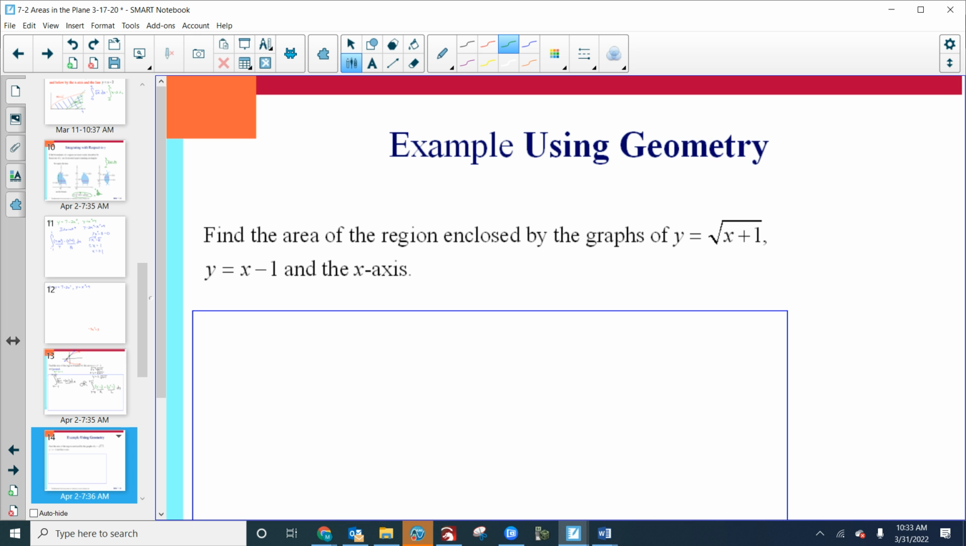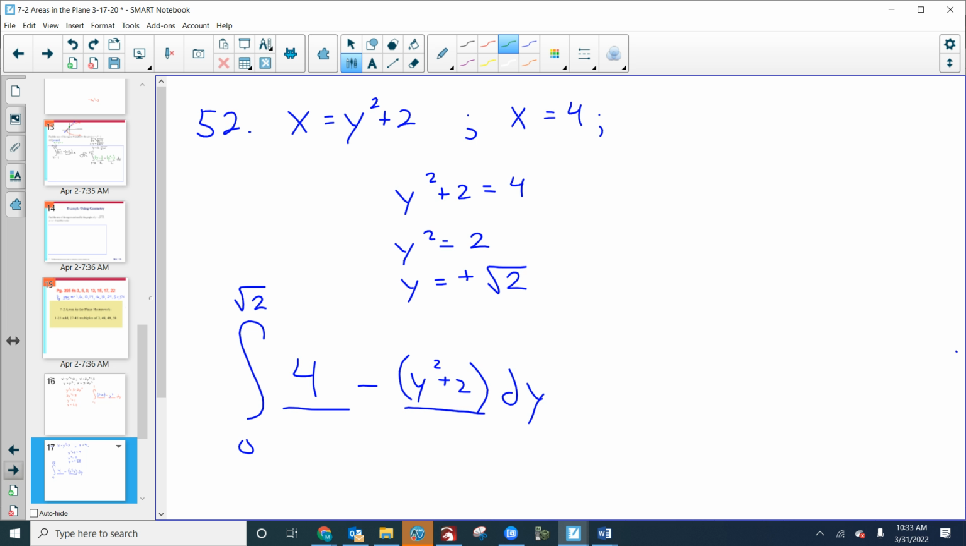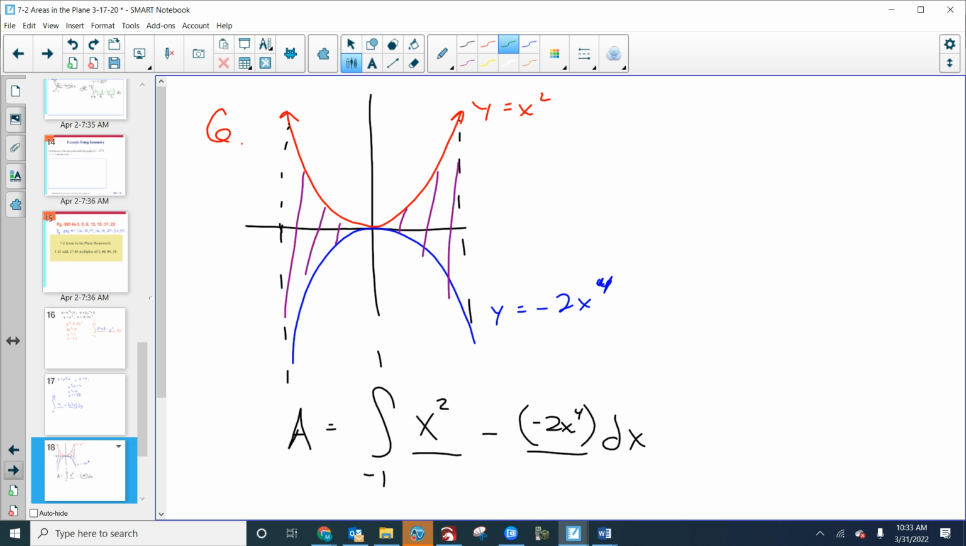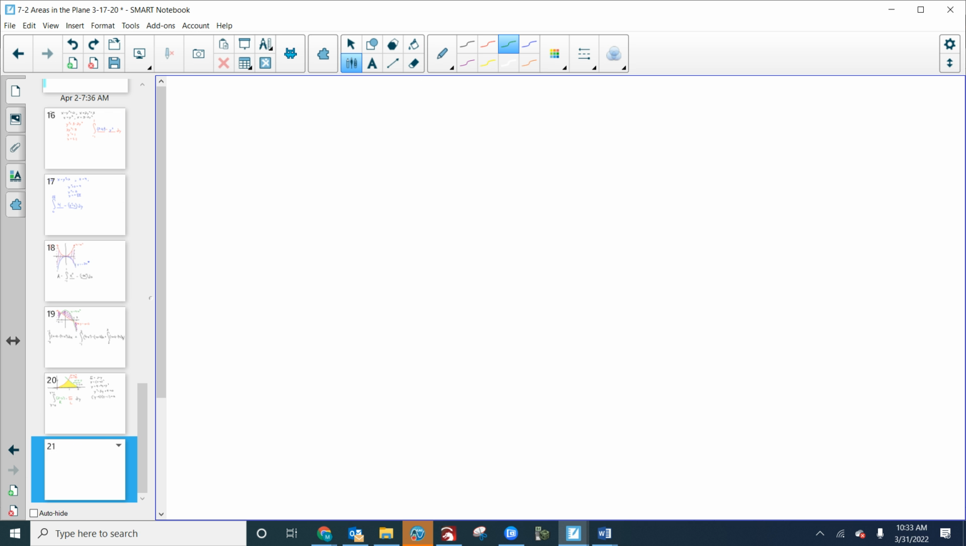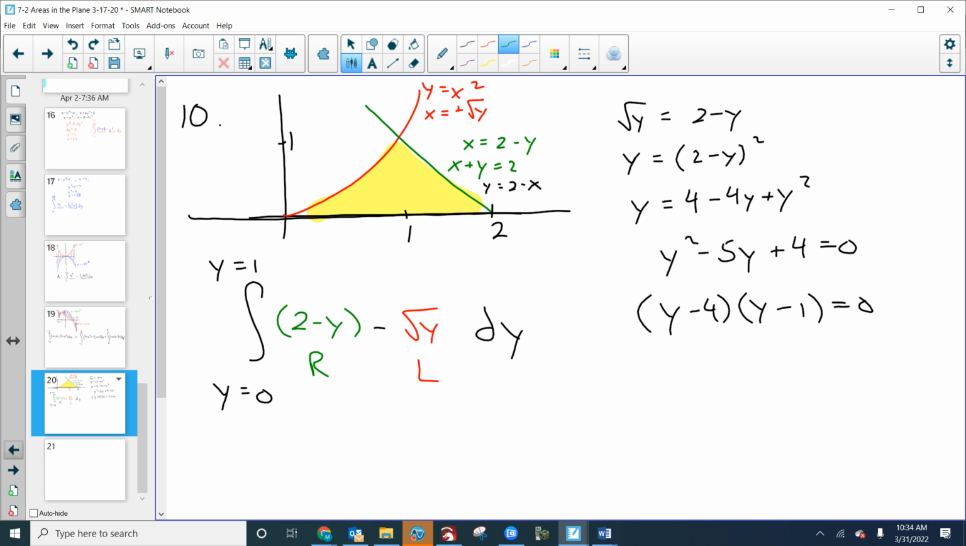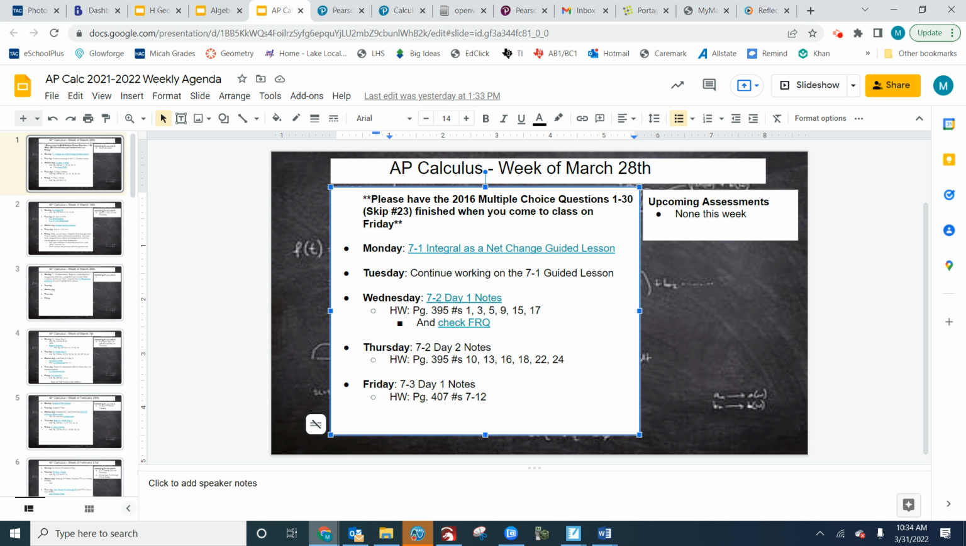All right, we kind of talked about that one yesterday. It says using geometry. It's like calculating the too much and then taking off the triangle. We talked about that yesterday. So I kind of wanted to talk about that one. We're going to go over one of them from your homework. Let's do number 10 from your homework.